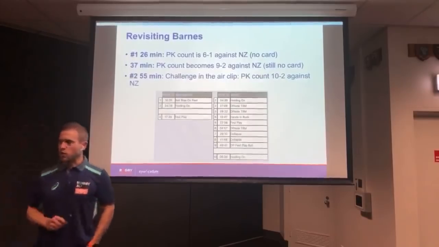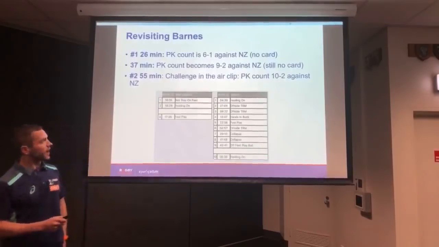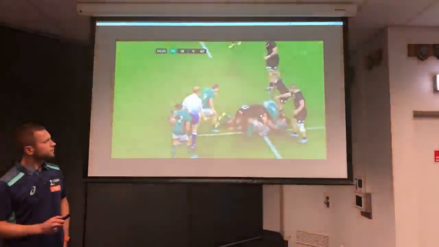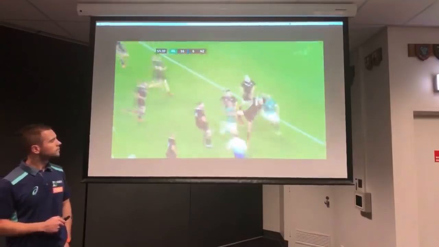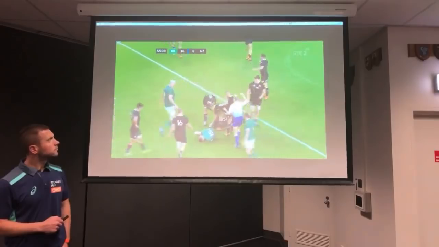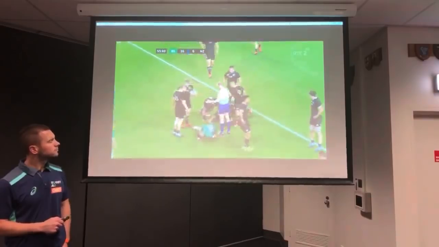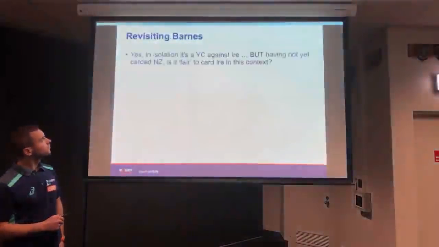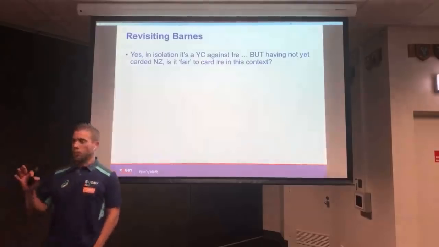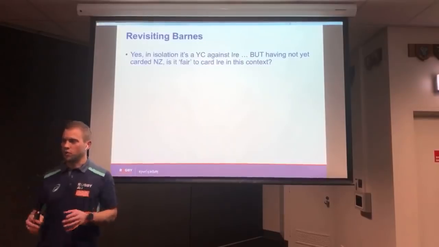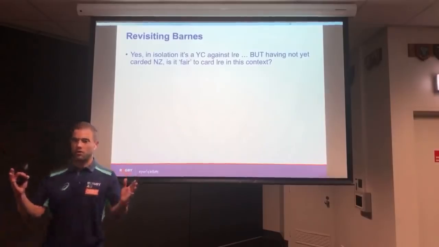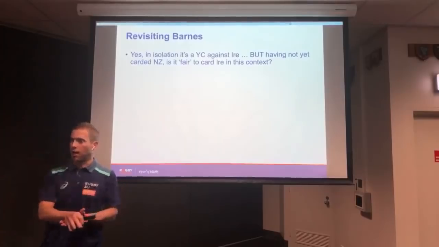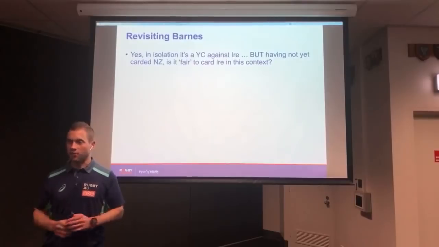And then the second moment which we looked at was the challenge in the air, with the penalty count 10 to 2 against New Zealand. We'd probably all agree that in isolation, that moment two, the challenge in the air that we've just looked at, is a yellow card against Ireland. The player's not in a realistic position to contest the ball, and the black player lands on his side. So that's a pretty straightforward yellow card.